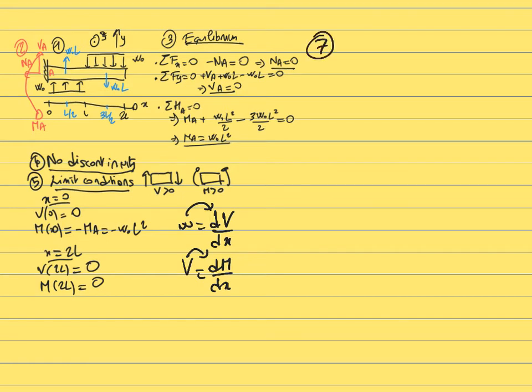So in this case it's always useful to plot the load diagram, the shear diagram, and the moment diagram on top of each other, which makes it clearer how you graphically integrate the load to get the shear and the shear to get the moment. So in this case, that would be step 6.